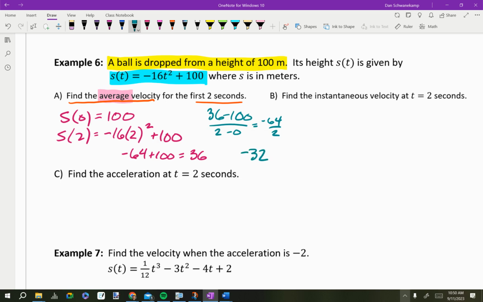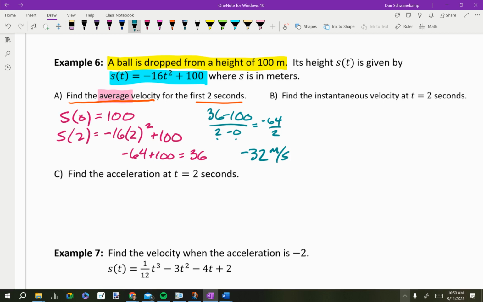It was in meters, and we just found slope of it, the derivative of it. So what would my units be now? Meters per second. When we take the slope, you add a time unit to our denominator. That's what this 2 and 0 represented. That was time, negative 32 meters per second. That is the average velocity during that time period. Okay? Average velocity, 2-point slope.